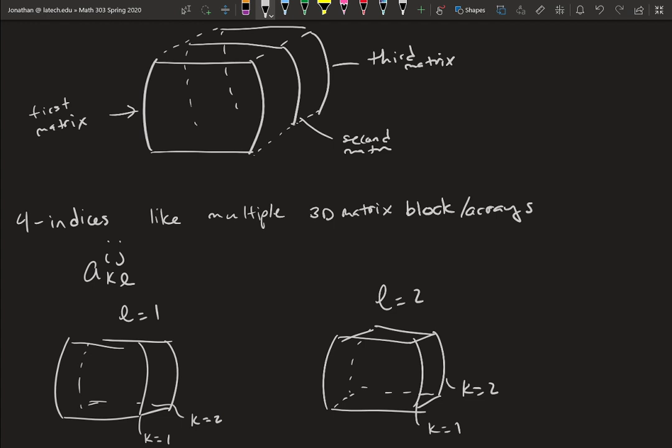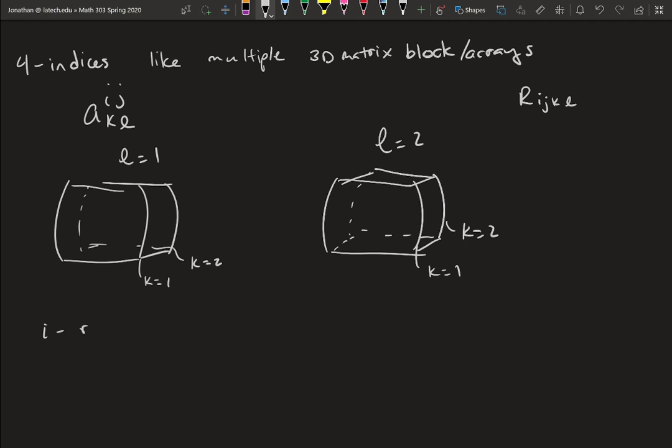So when we see something like A_ijkl or R_ijkl, the first 2 indices tell you the row and column number. K tells you which part of the 3D part, and then L tells you which 3D block you're looking at. So I is the row, J is the column, K is which matrix, and L is which block.